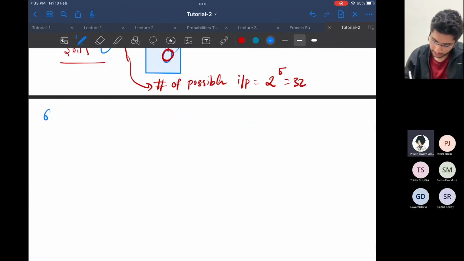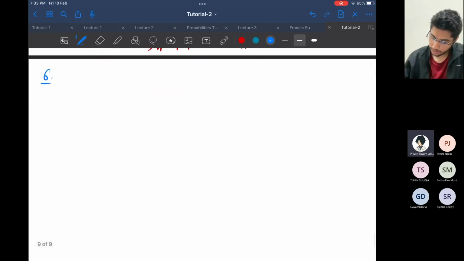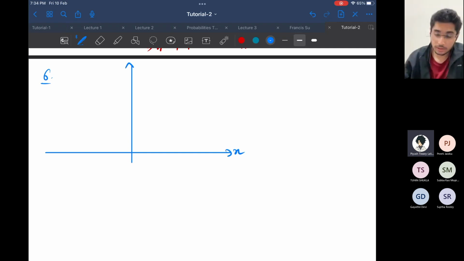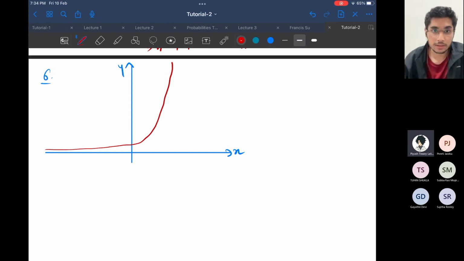Let me see the sixth question. What is the sixth question? The sixth question asks you, given the graph below, which of the following models will best learn the relationship between input X and output Y? Okay, so let me draw that function that is given to you. So this is your X, this is your Y, and you have been given something like this, right? This thing is going here as something like this. I hope I'm correct.